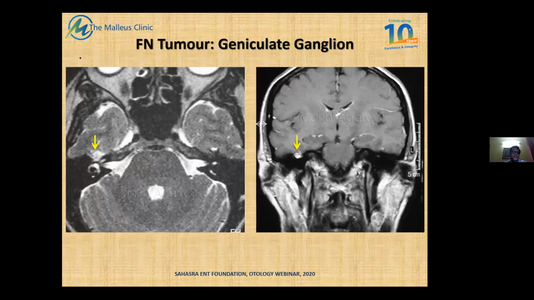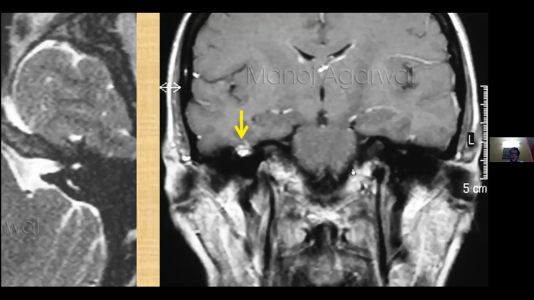Same patient, geniculate ganglion hemangioma. I just put in the MRI slides. We would be doing the MRI later on, probably sometime next week. Anyway, this is the geniculate ganglion hemangioma that you see. And again, what do I want to show you? I want to show you that it is close to the temporal lobe.